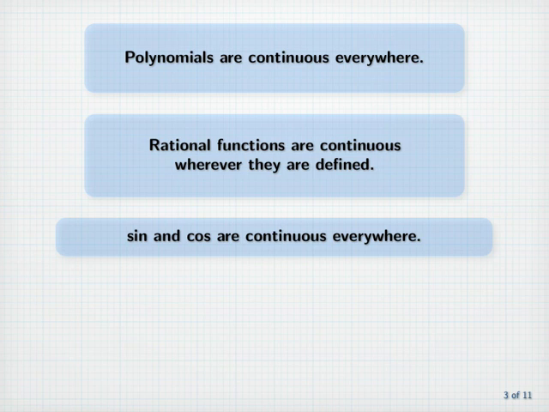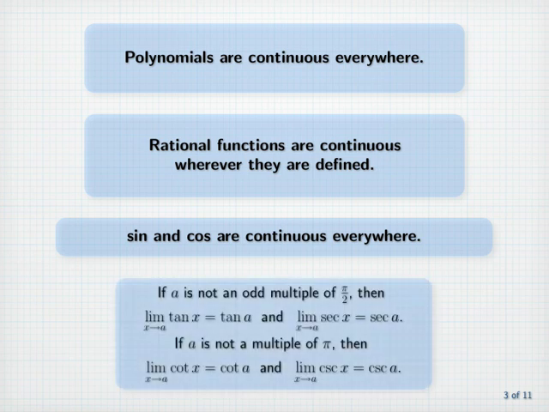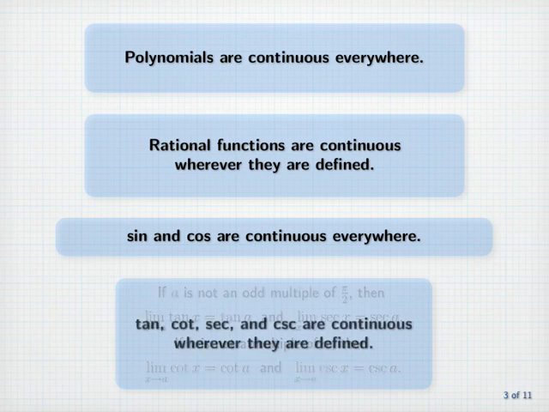Also recall that if a is not an odd multiple of pi over 2, then the limit as x approaches a of tangent x equals tangent a, and the limit as x approaches a of secant x equals secant a. And if a is not a multiple of pi, then the limit as x approaches a of cotangent x equals cotangent a, and the limit as x approaches a of cosecant x equals cosecant a. We can phrase all of this in terms of continuity by simply saying that tangent, cotangent, secant, and cosecant are continuous wherever they are defined.